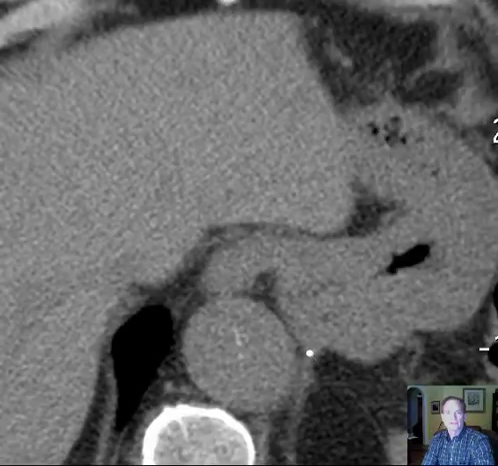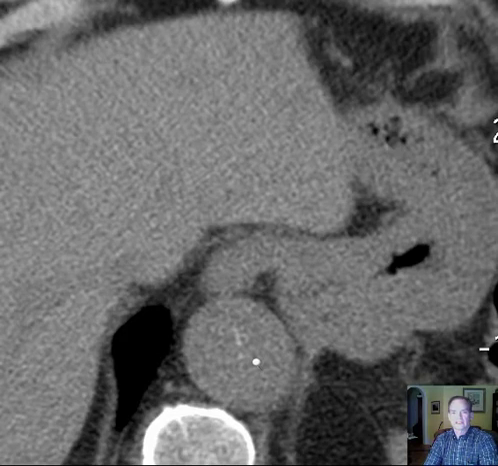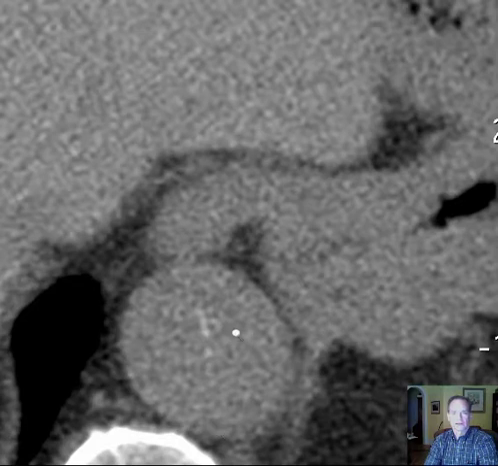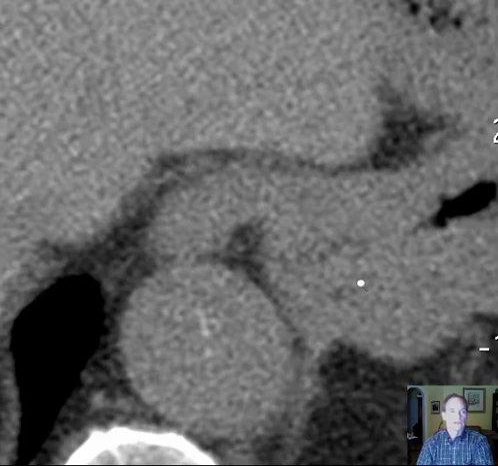Look at this one here. This is the most provocative image to me. Those little tiny calcifications right there. This is the aorta. Here's the diaphragm, so you're right at about the level of the aortic hiatus. Those little calcifications are intimal calcifications. You don't get calcifications in the middle of the aortic lumen.